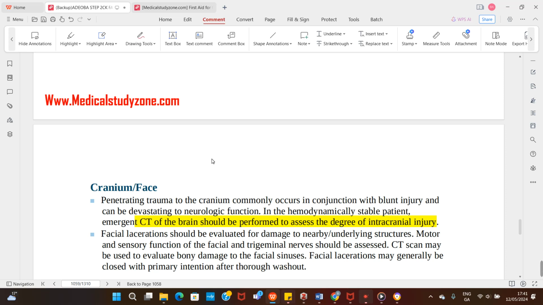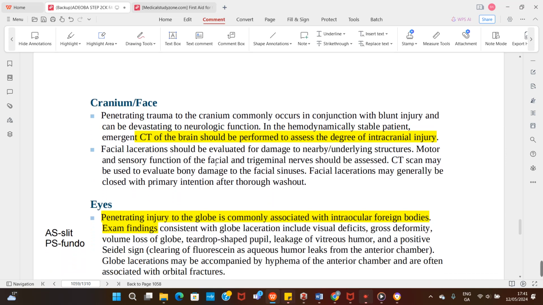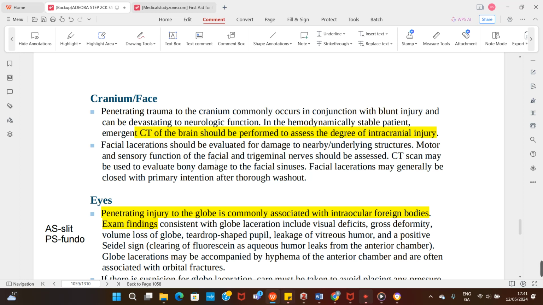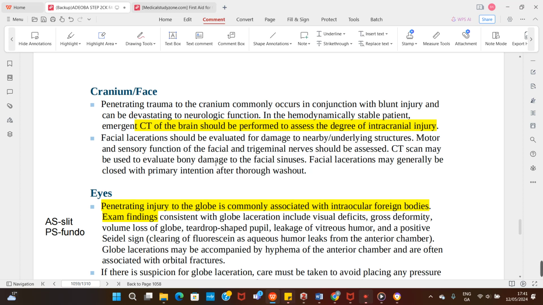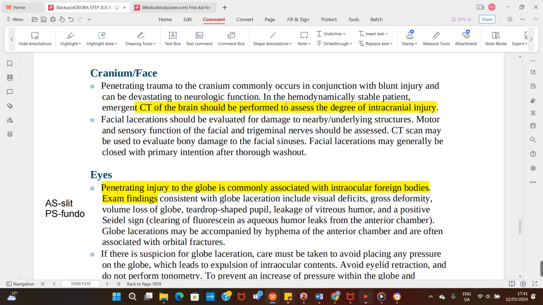So smashing the head on the steering is going to be a blunt injury, while the glass breaking and inflicting laceration injury is going to be a penetrating injury to the head, right? And both of them can cause some catastrophic injury to the neurologic system. If the patient is hemodynamically stable, you need to do an emergent non-contrast CT of the head, of the brain, to assess the extent of the intracranial injury.